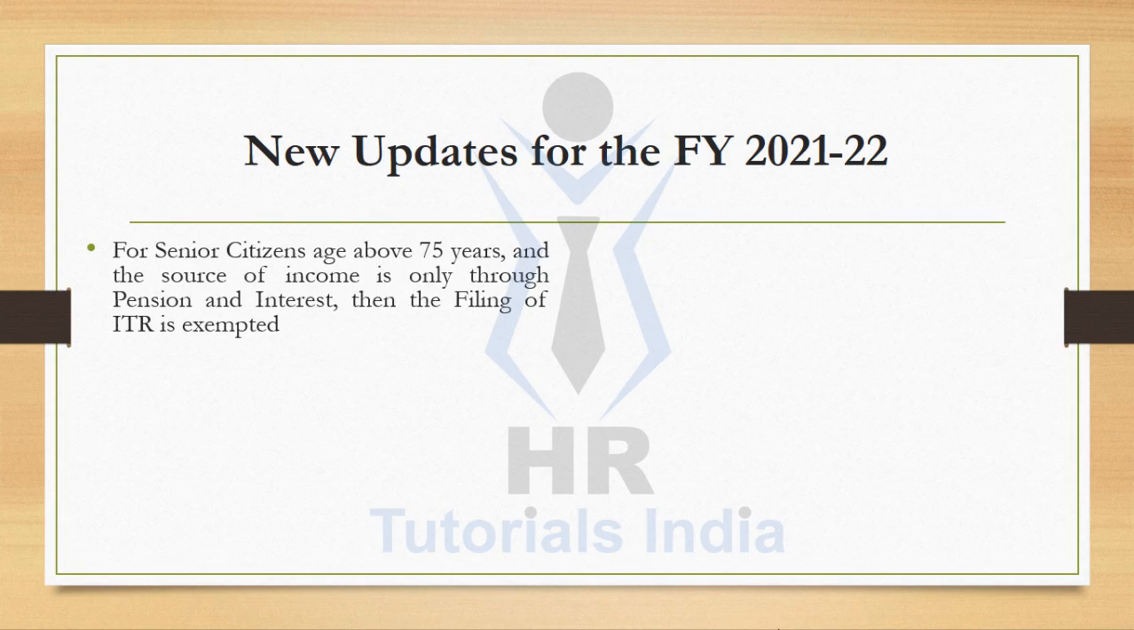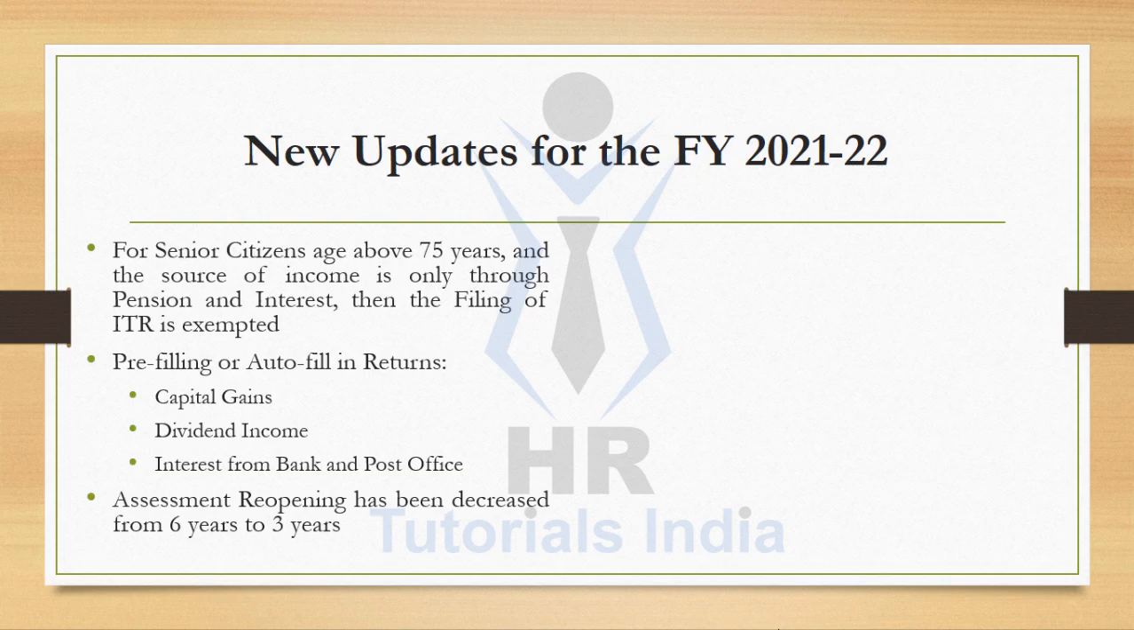Senior citizens above 75 years whose source of income is only pension and interest are not required to file the ITR, which means the senior citizen whose age is above 75 years and whose source of income is only through pension and interest income is exempted from filing ITR.